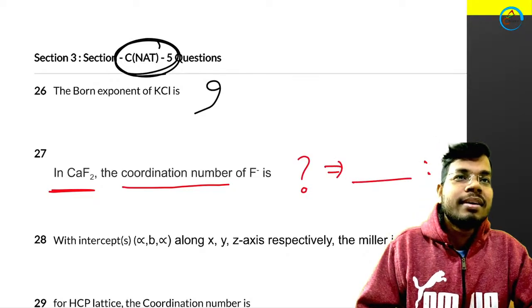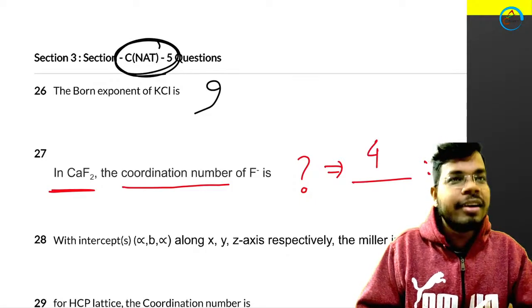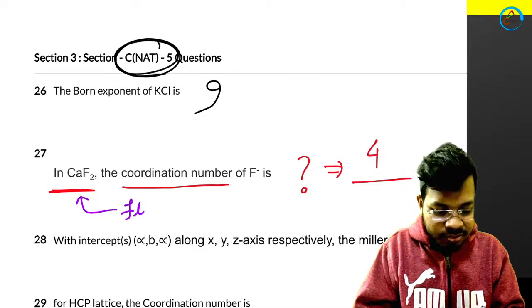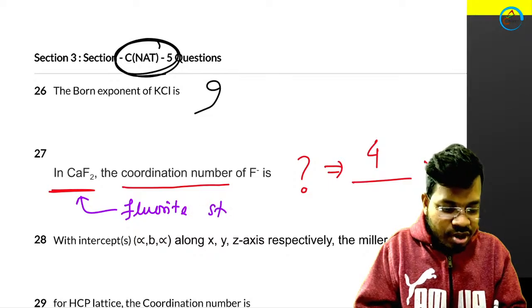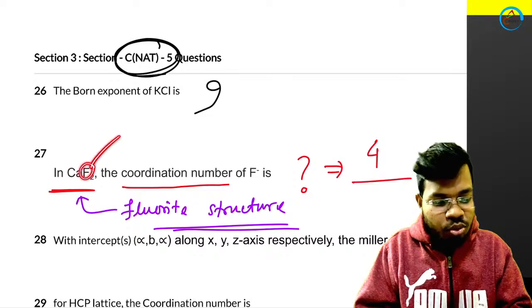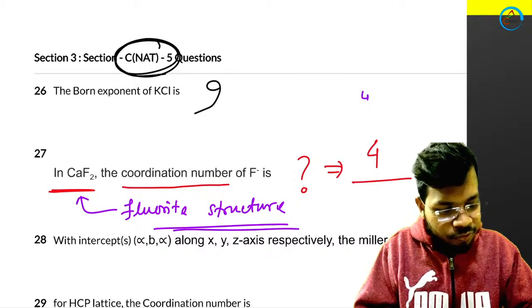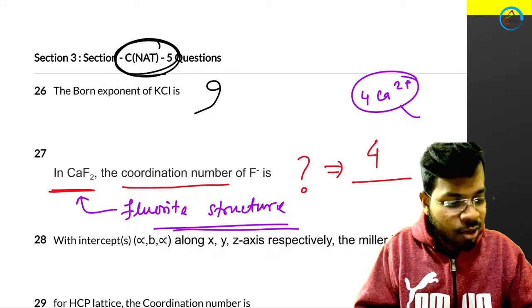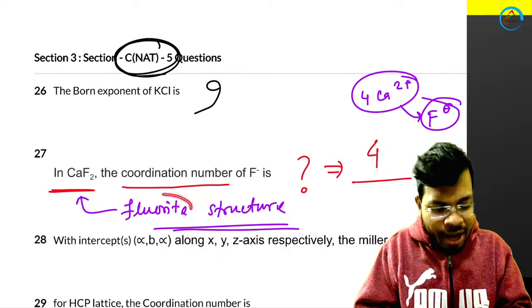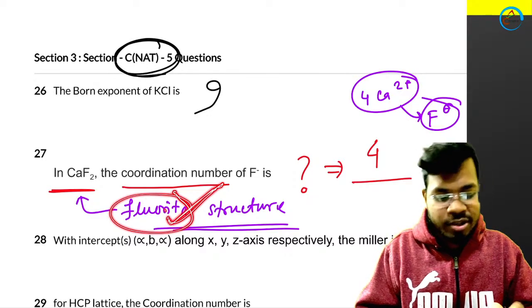Good, 4. CaF2 has the fluorite structure, if you don't know. In the fluorite structure, F minus has coordination number 4. That means 4 Ca2 plus ions surround 1 F minus. That's how the fluorite structure works. I discussed this in my video lecture on solid state chemistry. Next.